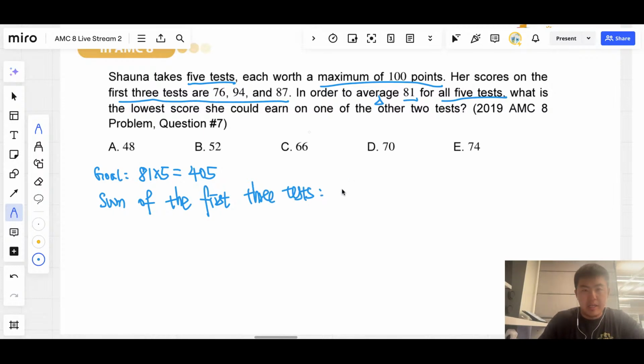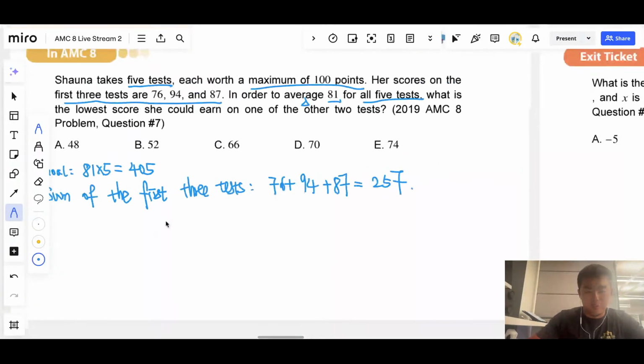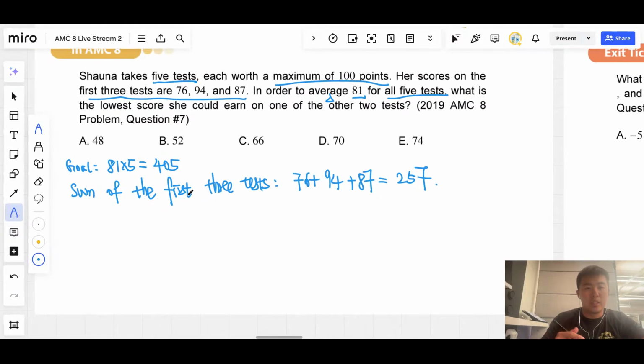This can be calculated as just adding up these numbers, which is 76 plus 94 plus 87. So their summation should be 257 in total. And okay, I zoomed in too much. Okay. So what is the lowest score she can get? So now let's use the total of the 5 tests minus the already taken 3 exams so we can know what sum is needed for the last 2 exams, right?